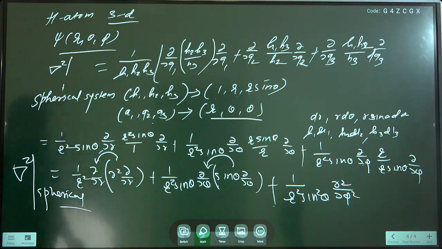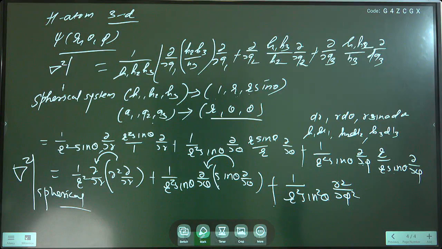This is the value of del square in spherical system. Del square in spherical system.